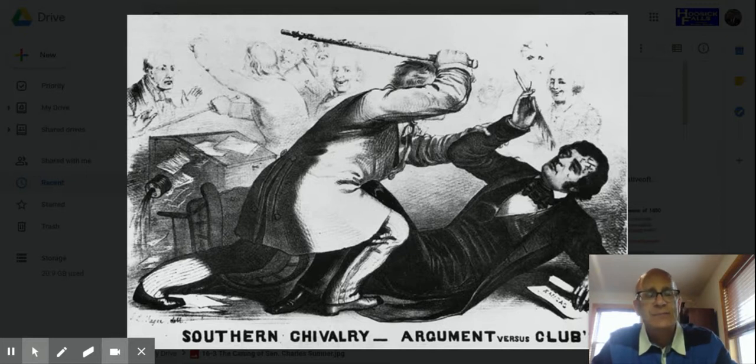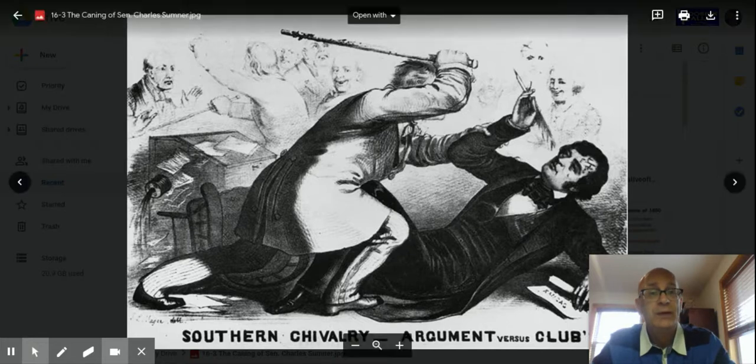He suffered immensely, almost died from the attack on the floor of the United States Senate. Went into seclusion for a couple of years after that. Took him a long time to heal. Never was quite the same. But this event called the caning, okay, he was beaten with a cane.